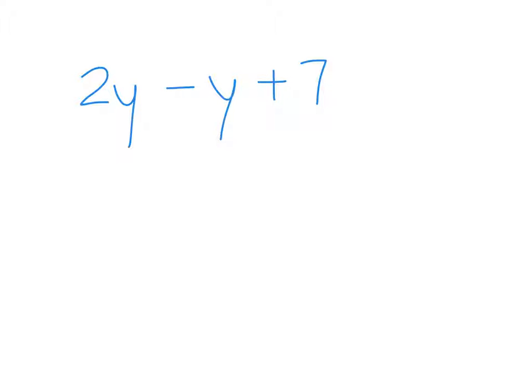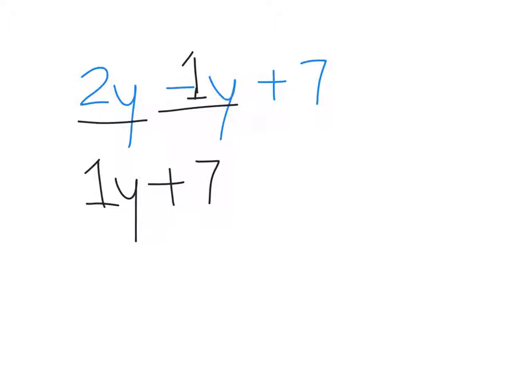So in this problem here, I'm looking to combine what I can combine and leave alone what I can't. So in this case here, I have 2y minus y plus 7. So I'm just going to put a little 1 there to remember that there's one of those. 2y minus 1y is just going to be left with 1y. And I can't do anything with the 7 because these two are like terms, but the 7 is not, because it doesn't have a variable associated with it. So that's the simplified version.